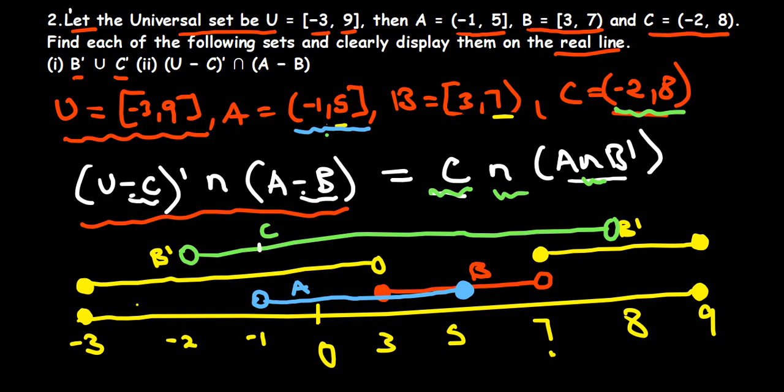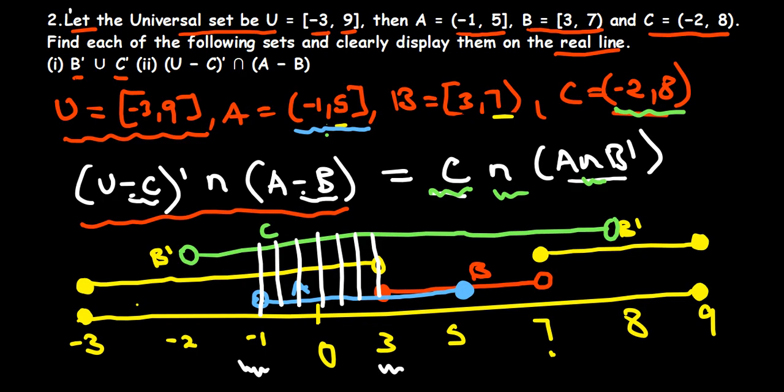So we start shading here. We see we have green, yellow, blue. Okay, so you shade, shade, shade, shade, shade. We see that it's ending there. Okay, so we see that the part that we are looking for is just starting from -1 all the way to 3.